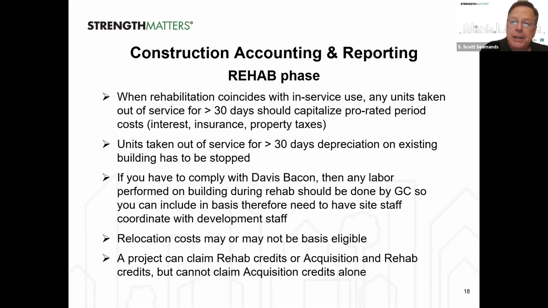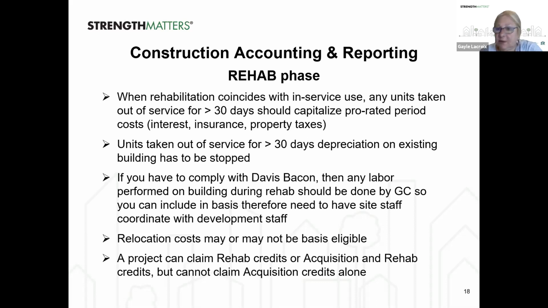So the same rule applies for depreciation. If a unit's not in service, it shouldn't be depreciated because nobody's in there. So if you're taking your units out of service temporarily during a rehab period for several months, you might consider stopping the depreciation for those same months because the unit's really not being used at all.